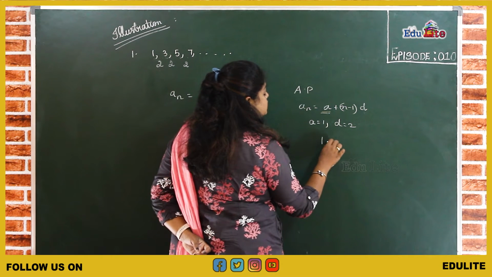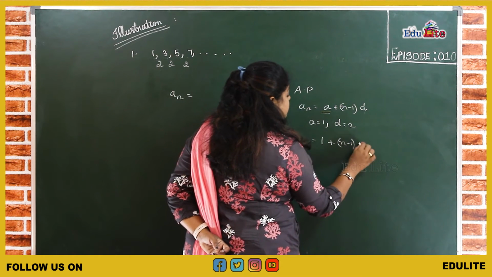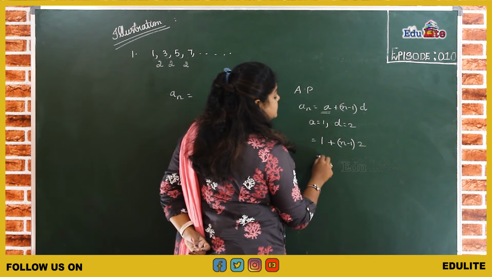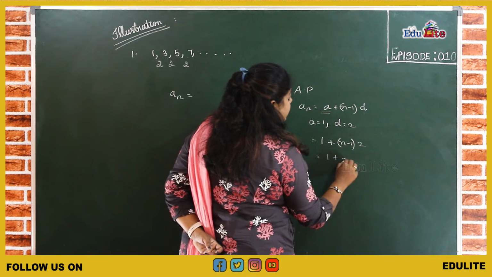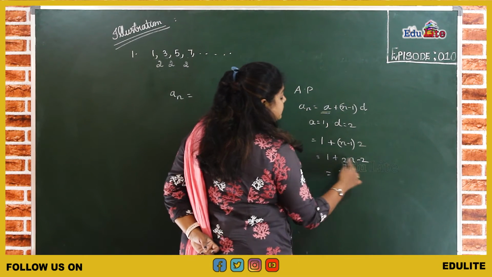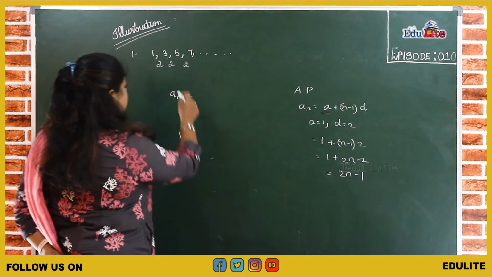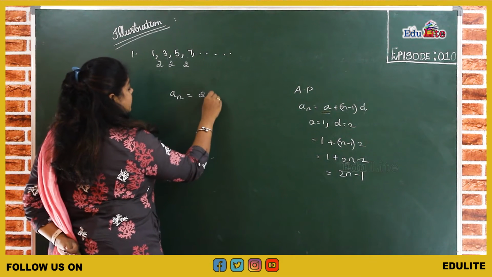So, the a value is 1 plus (n minus 1) into the d value, which is 2, according to the sequence. 1 plus 2n minus 2, which equals 2n minus 2 plus 1, which gives me 2n minus 1. Therefore, the nth term for the above sequence is 2n minus 1.